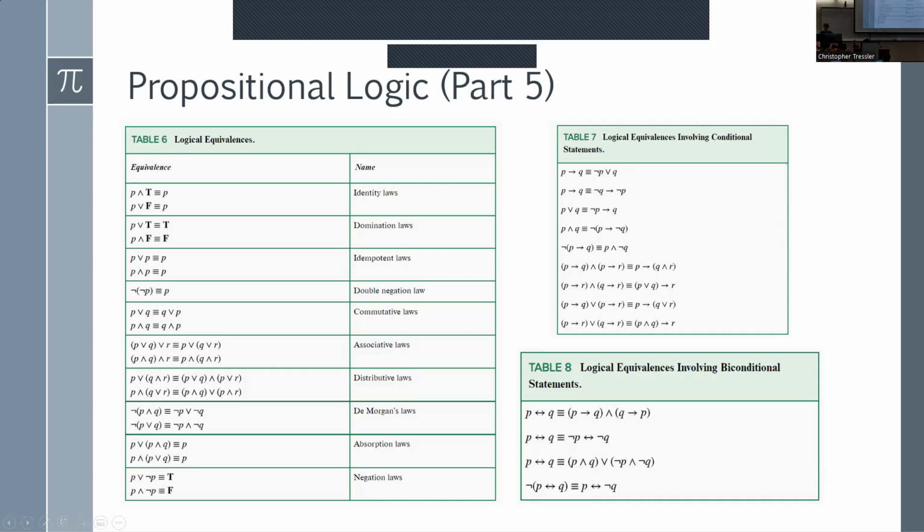Then we have the associative laws, which is basically you can switch parentheses around if everything is the same sign. So if we have P or Q or R, it doesn't matter where we put the parentheses, and same thing if we have P and Q and R. But notice that that does not mean that we can do that if they are different signs. So if we had P or Q and R, since we have an or and an and there, we would not be able to use these associative laws, because that would actually have a completely different meaning. So keep that in mind.